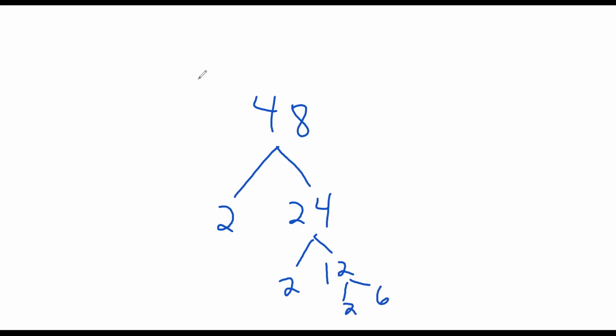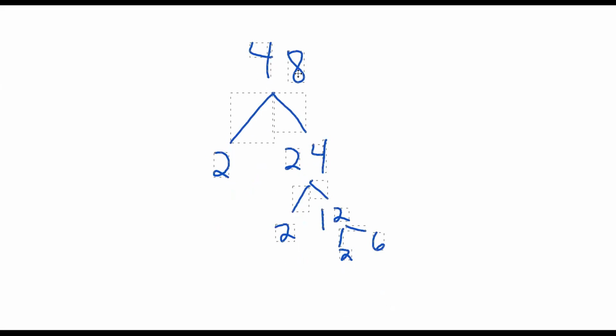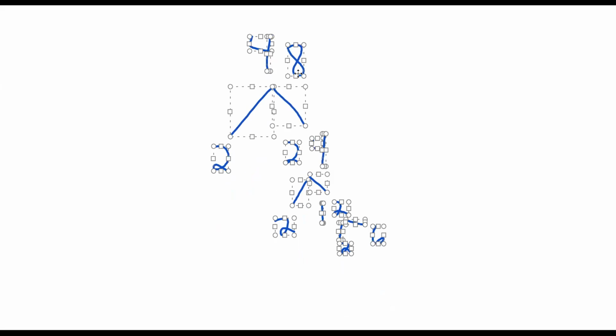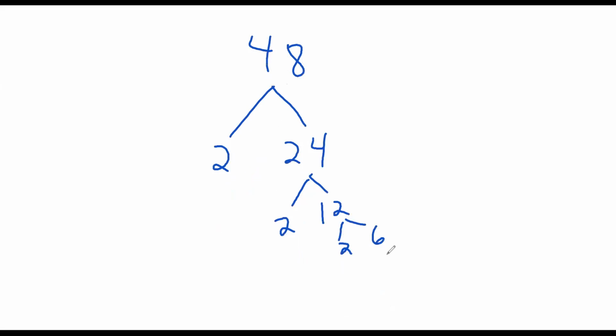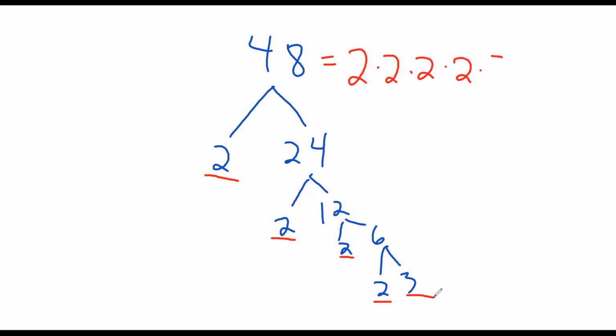And let's just adjust this. Give myself a little space. And then what are two numbers that multiply to 6? 2 and 3. So the prime factorization of 48: there's a 2, there's another 2, there's another 2, there's another 2, so 4 total 2s and one 3. So I can write 48 as 2 times 2 times 2 times 2 times 3.